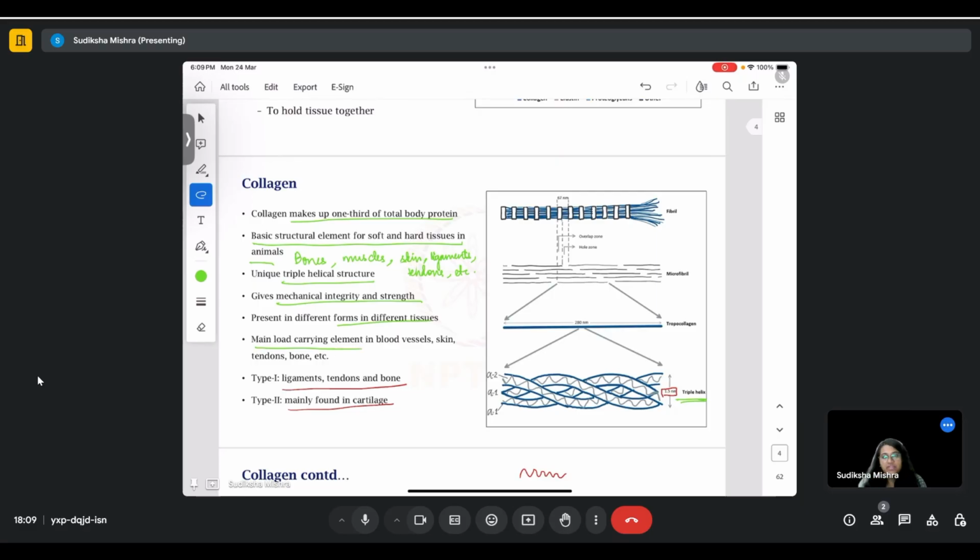It can be a load carrying element in some of the examples, such as blood vessels, skin, tendon, and bone. The other types are type 1, which are present in ligaments, tendons, and bones. Type 2, which is mainly found in cartilage.